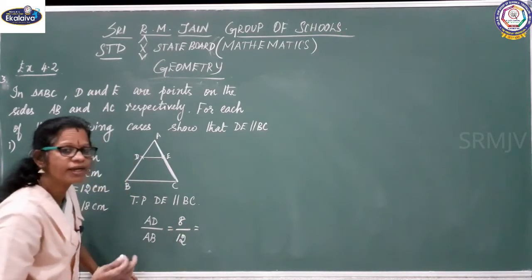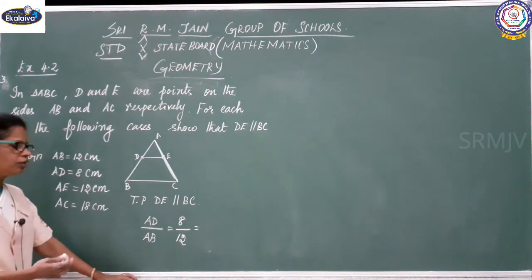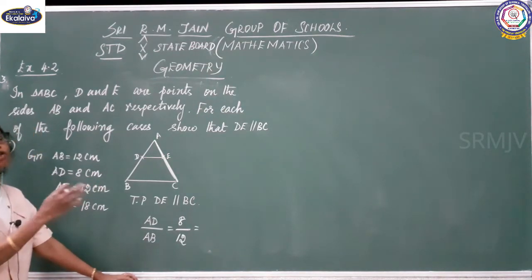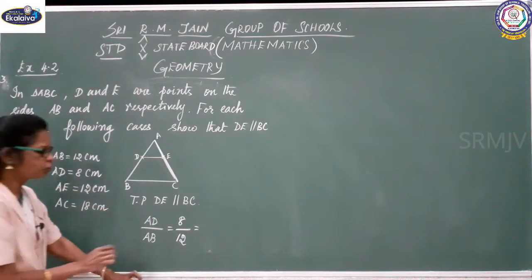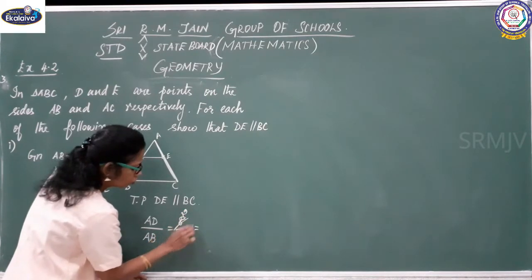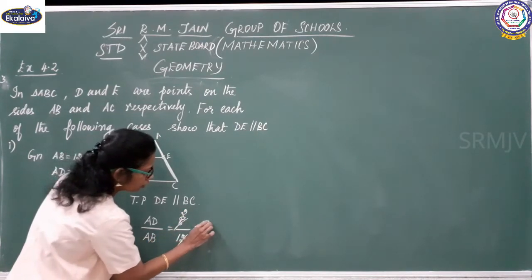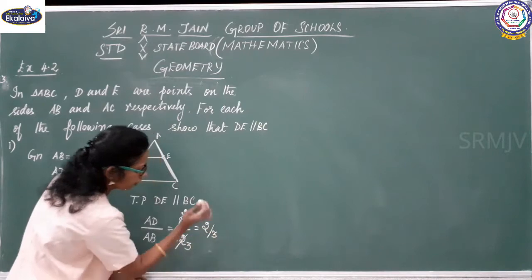You want to say the ratios are equal, right? The ratios are equal means the lines are parallel. So we are taking AD by AB equal to 8 by 12. 4 2s are 8, 4 3s are 12. So your answer is 2 by 3.